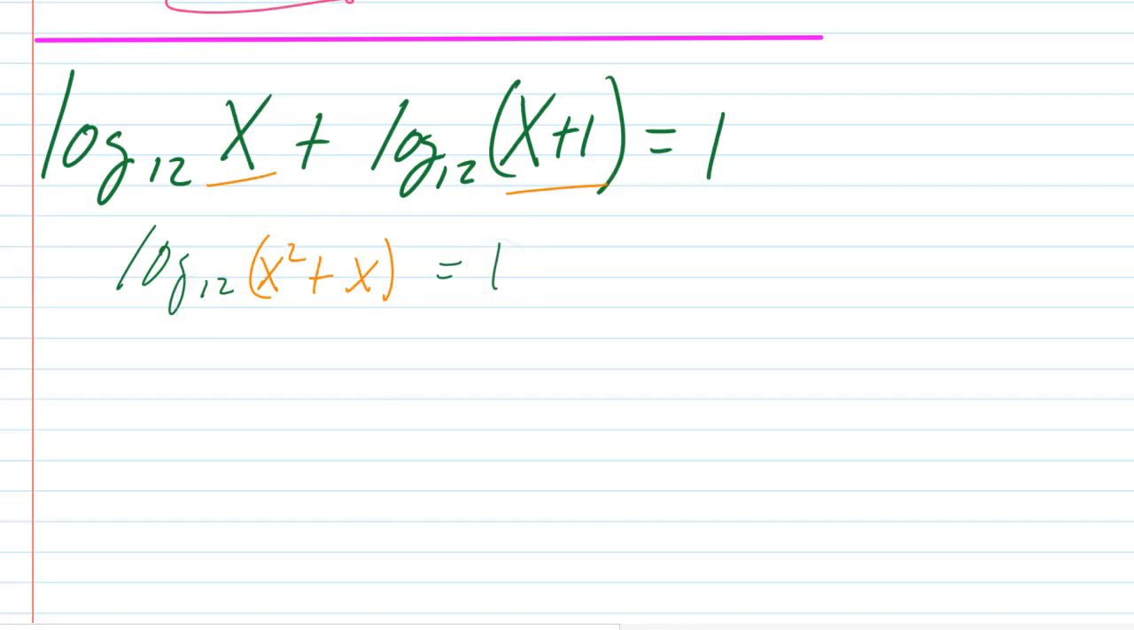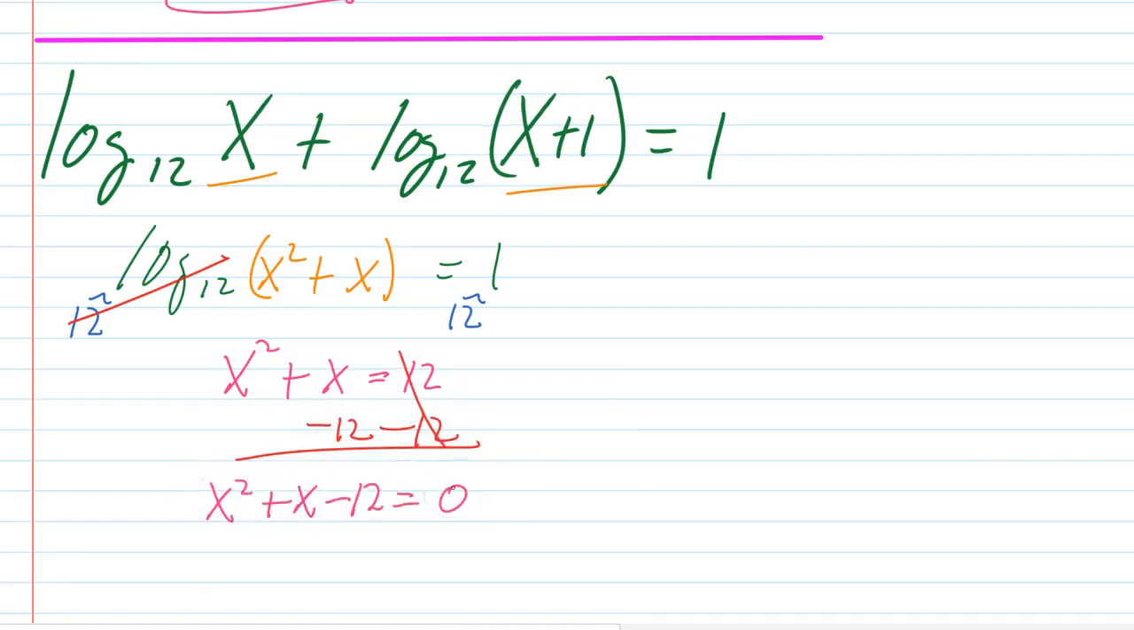Well, I have 12 as my base, so I'm going to raise both sides to 12. And 12 to the power of 1 is 12. My logs canceled out. Now, I subtract the 12 over because I have a quadratic. So whenever we solve quadratics, we set it equal to 0.